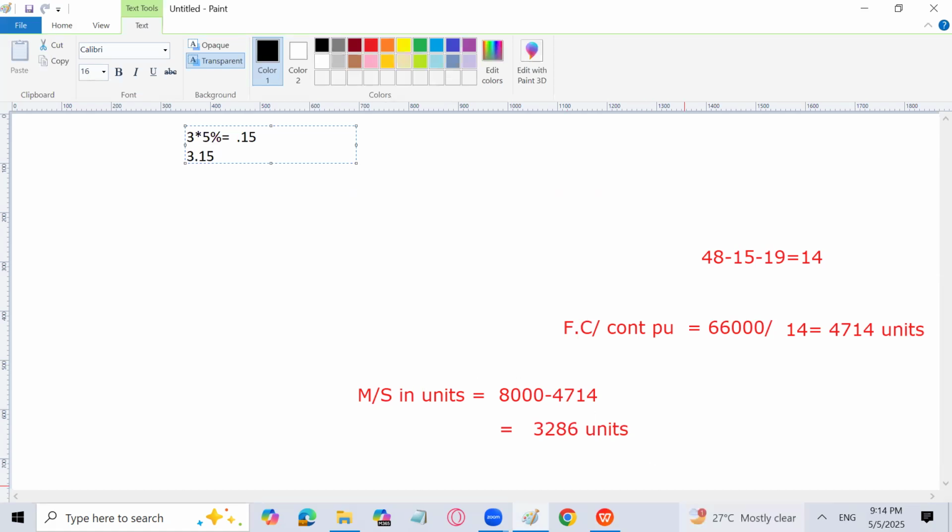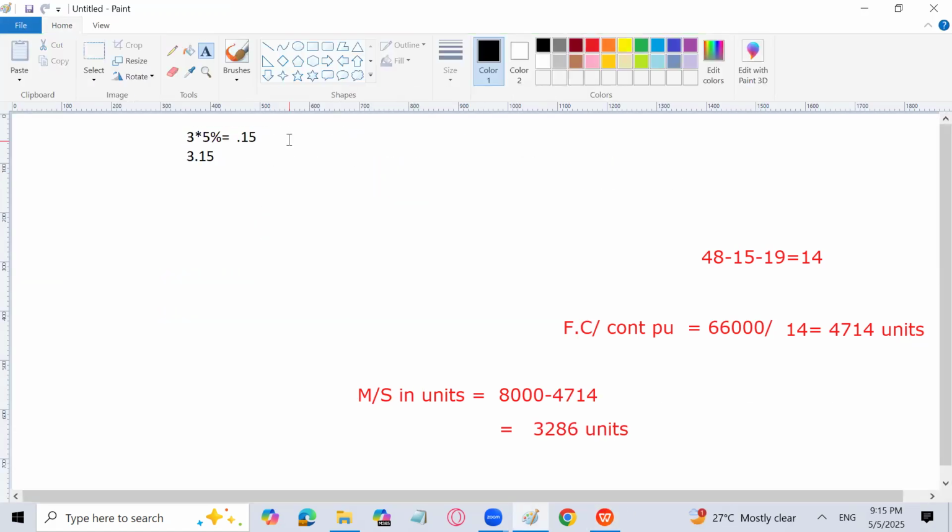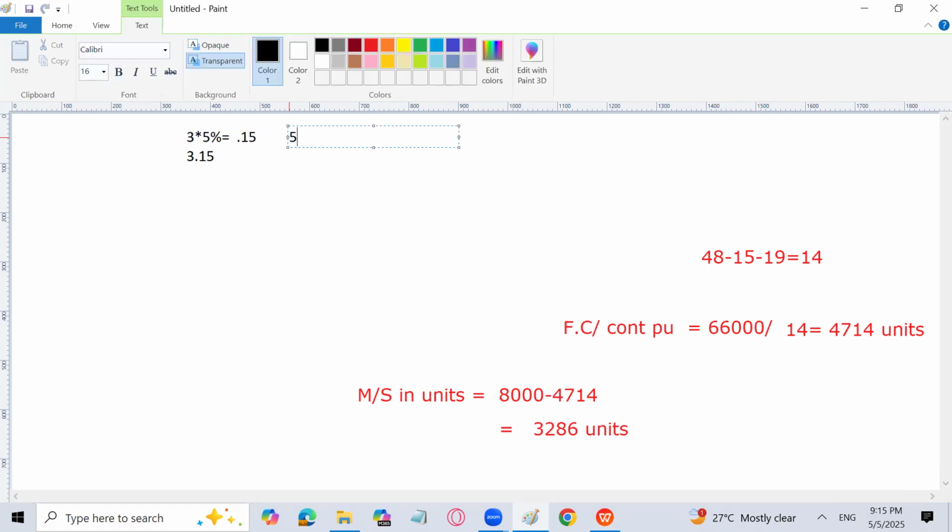And the price will be 10% more than the past. So price is 5. So 5 into 10% is 0.5. So now the price per kg is 5.5. So 3.5 multiplied by 5.5, we will get the new material price per unit according to the improved product, which is 17.325. 17.385 is the direct material cost per unit.